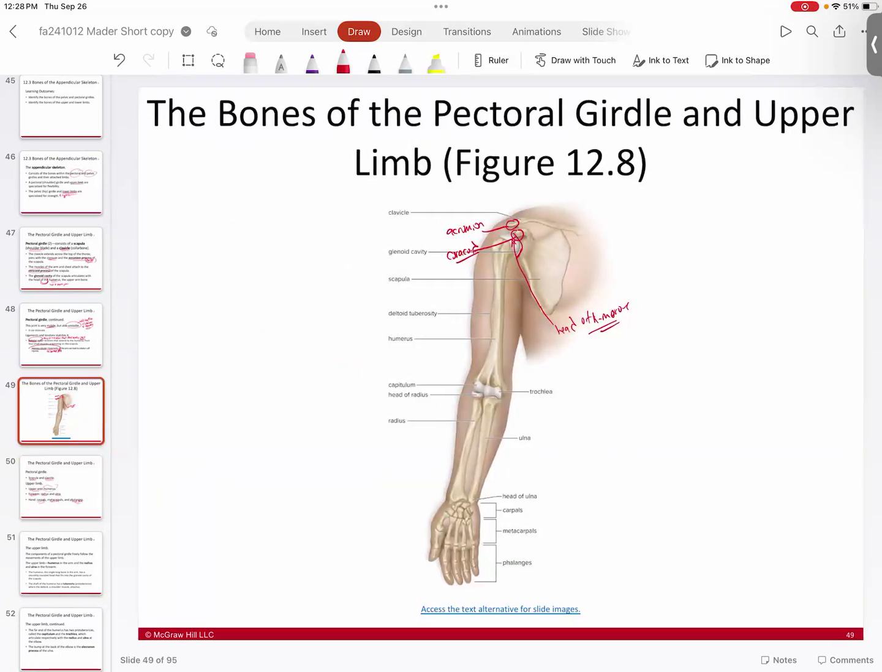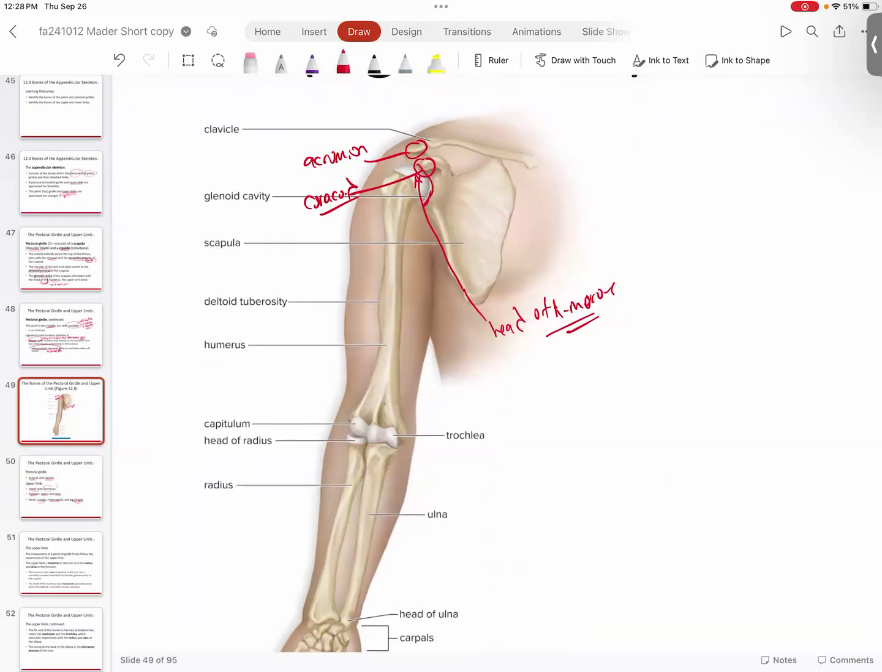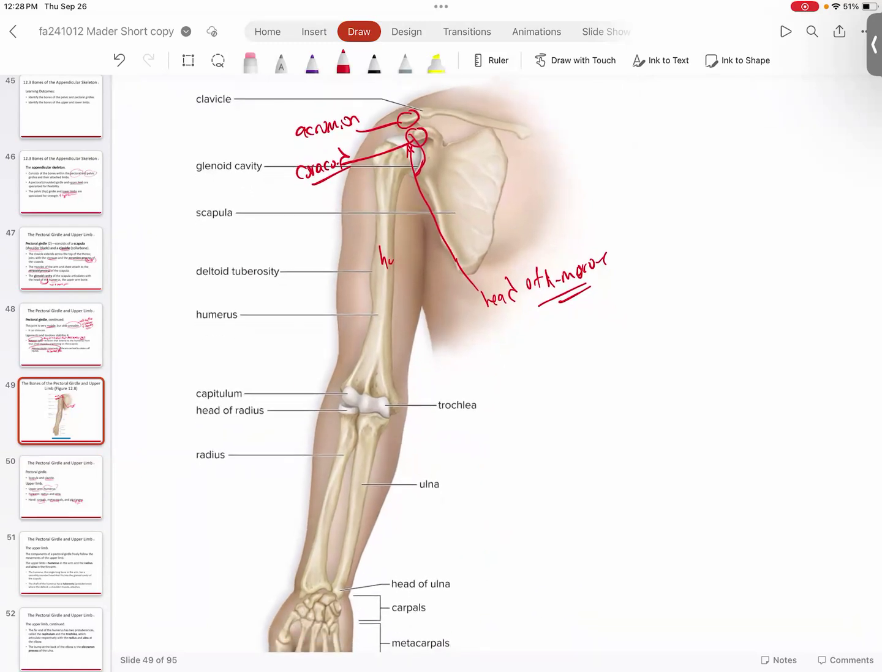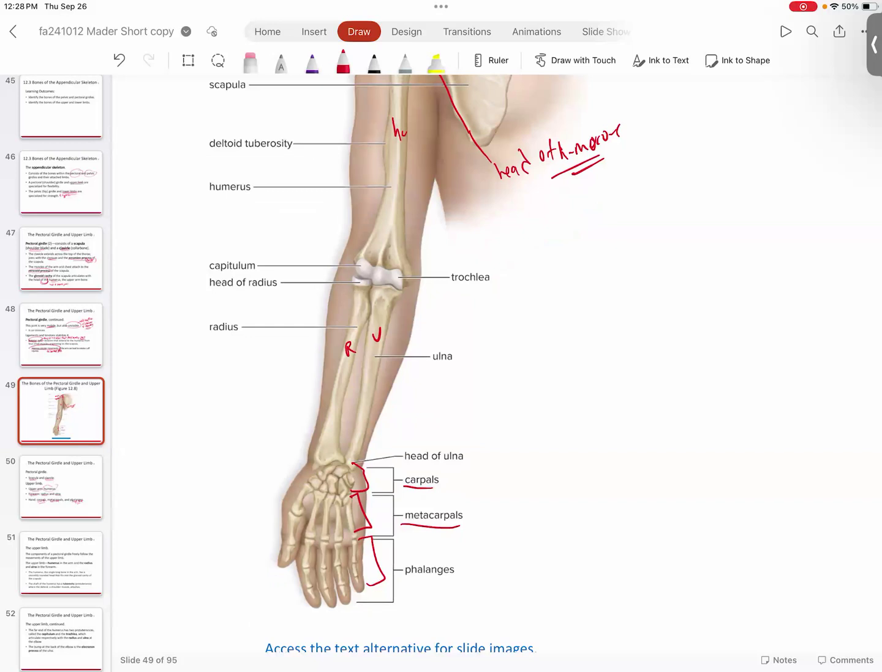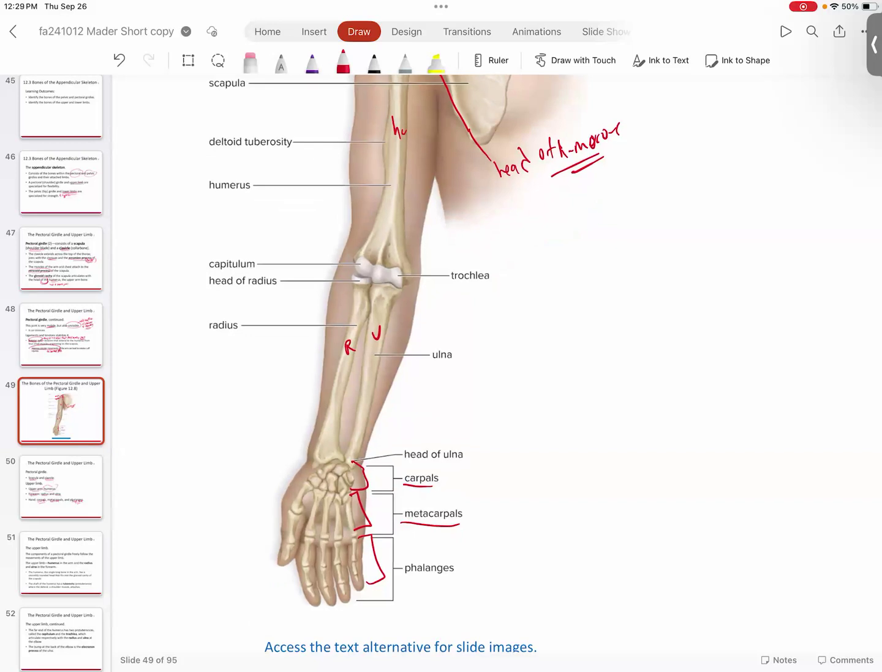And so if you kind of go down, you can see this here is your humerus. We put H for humerus. And then you have your radius and your ulna. So your ulna and your radius in your lower arm. And then you see your carpals here, your metacarpals here, and then your phalanges at the tips of your fingers.